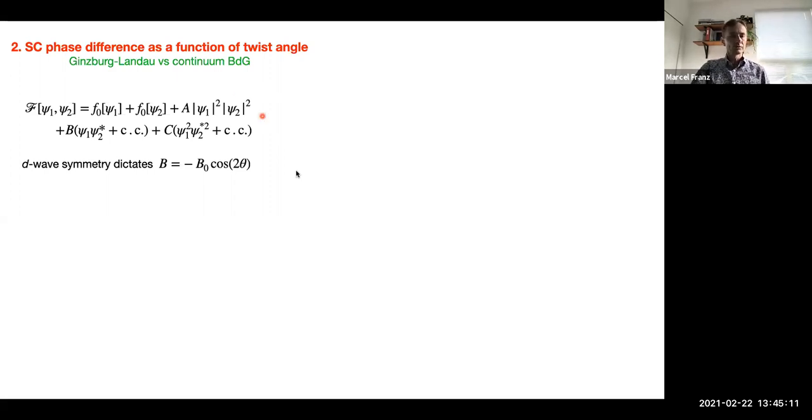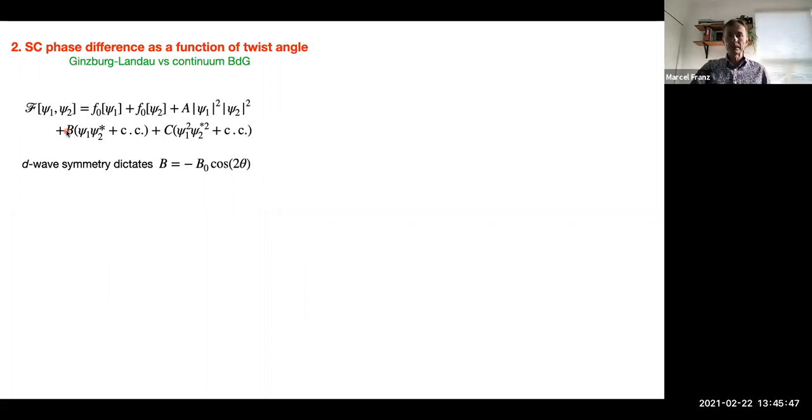And as usual, what you do, you simply write all terms that are allowed by symmetries for the two complex order parameters that I call here psi1 and psi2. And to fourth order, these are all the terms that you can write down. The only different feature here that follows from D-wave symmetry is that the symmetry dictates that this coefficient B changes sign upon 90-degree rotation.